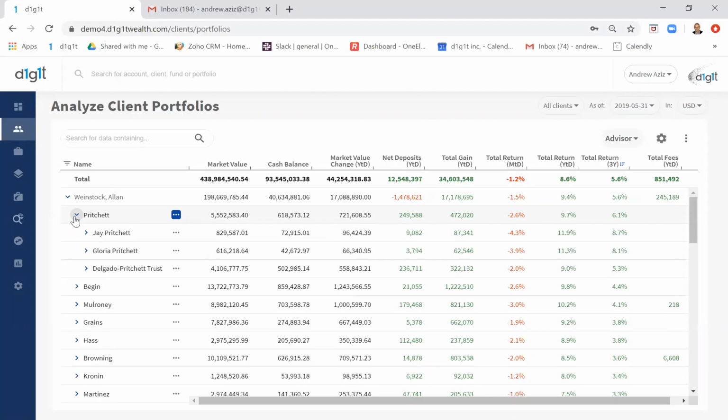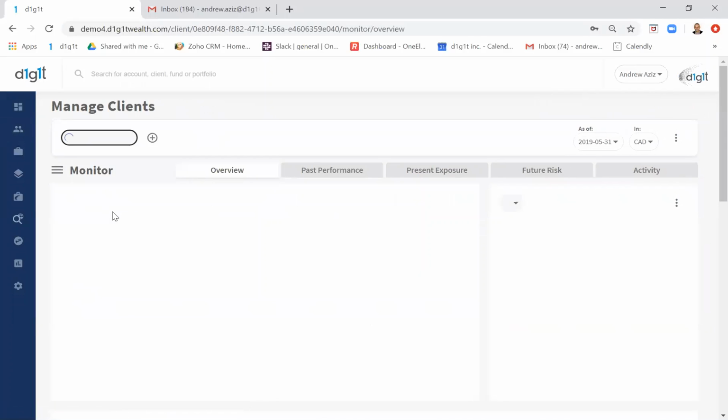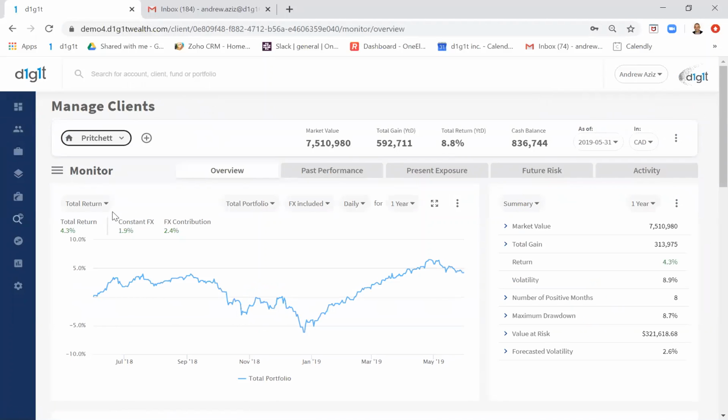If we investigate the Pritchett household, we see that it's comprised of Jay Pritchett, Gloria Pritchett, and an individual trust. We note that in particular, Jay Pritchett has had a significant decline in the past month, despite having a very strong 3-year return. We also know that Jay is having a quarterly review next week. So let's check out the Pritchett household and see exactly what's going on.